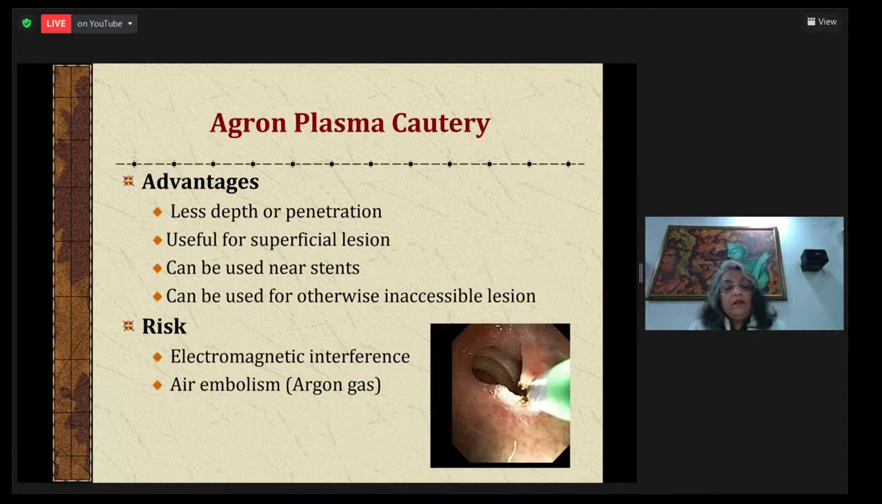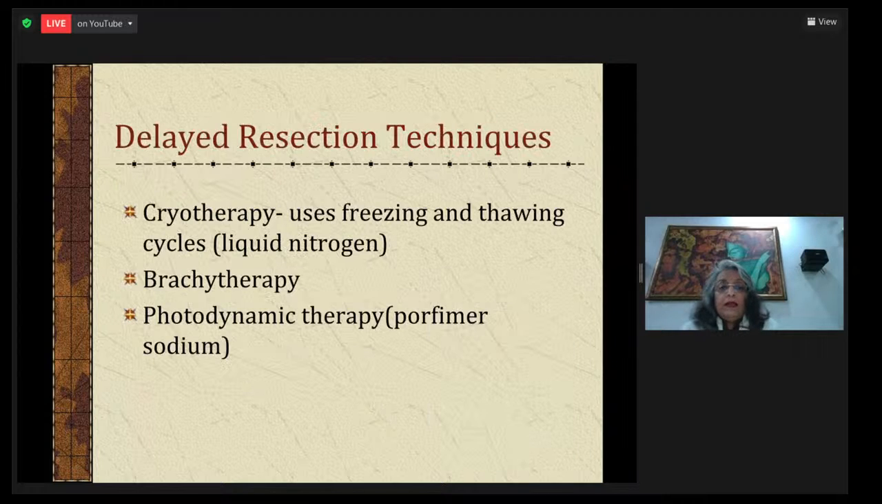Delayed resection techniques are usually palliative techniques using cryotherapy, which has a freezing and thawing cycle using liquid nitrogen these days instead of nitrous oxide. It can be used even to take biopsies or to remove small tissue areas. The principle is that it freezes tissues which are high in water content, so it will not act on tissues such as cartilage, which have low water content.